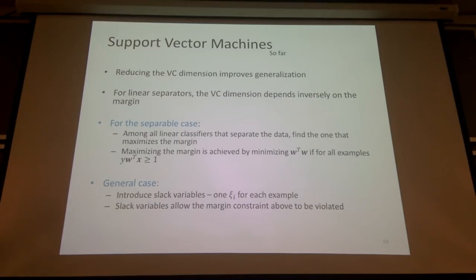In order to address this, we saw this idea called the slack variable. Slack variables are essentially saying there are these constraints here, but maybe I'm going to allow every example to violate the constraint by some xi_i. That's the Greek letter xi. Example i will violate the constraint by xi_i. So what we get is, instead of y w transpose x should be greater than 1, we get y_i w transpose x_i is greater than or equal to 1 minus xi_i.